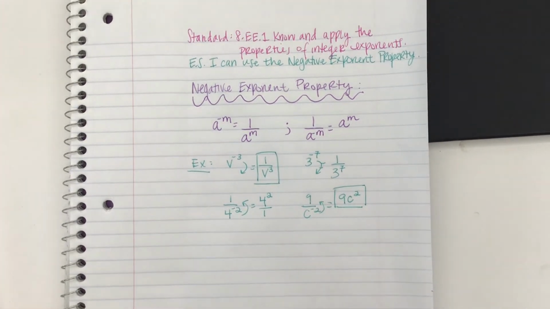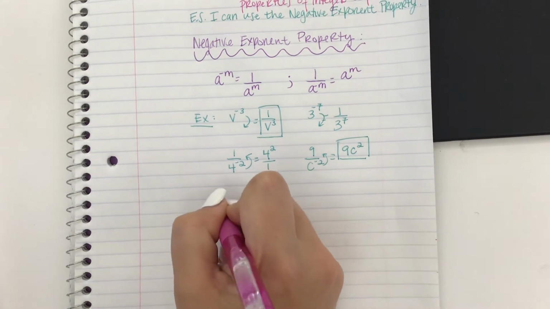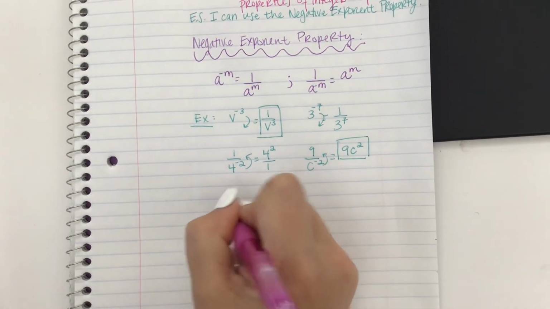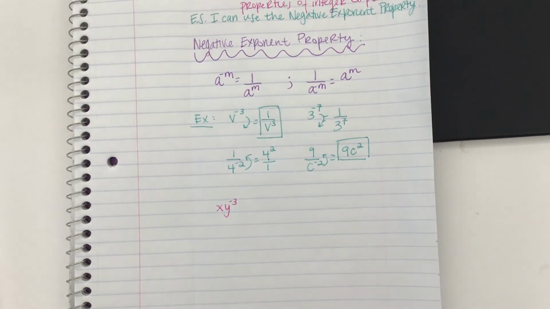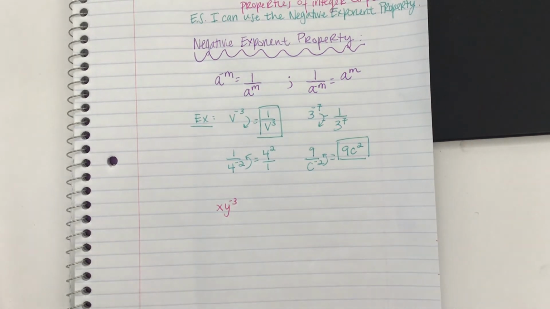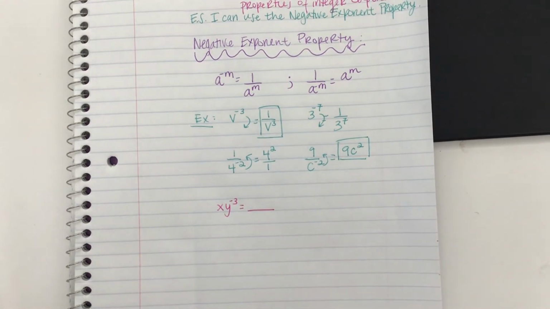All right, let's do a couple more challenging examples. Let's say we have x and y to the negative 3, and I want to simplify this exponential expression with only positive exponents. So first thing is first, okay? I'm going to go ahead and draw my line for my fraction, because most of the time when we have negative exponents, our answers will end up being fractions.